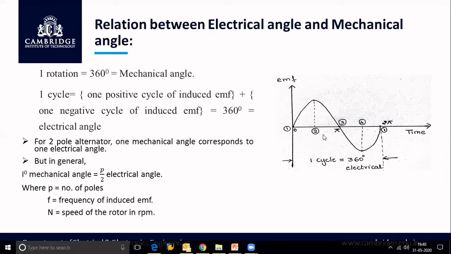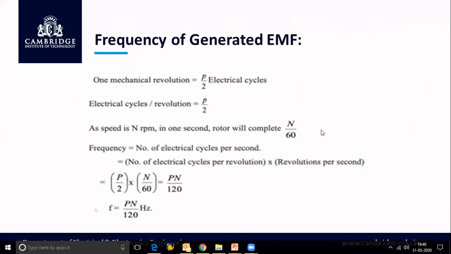So for one rotation of your rotor, you will get two sinusoidal wave cycles of generated EMF. Similarly, for a six-pole alternator, three sinusoidal cycles. So in this way, one mechanical angle is equal to P by 2 electrical angle. Now coming to the frequency of generated EMF.